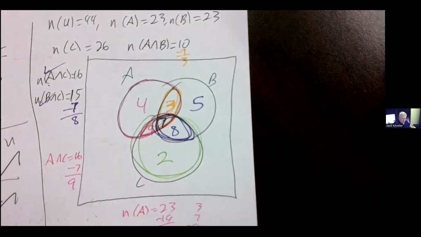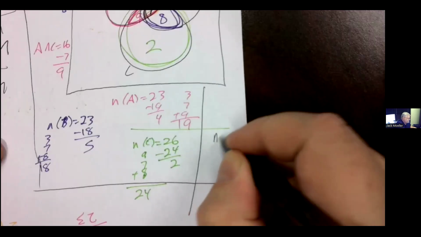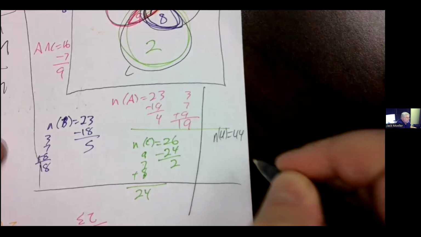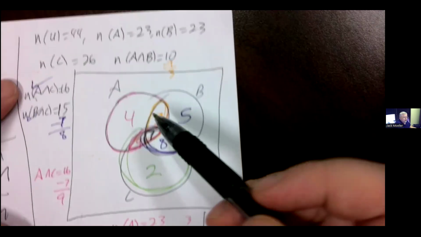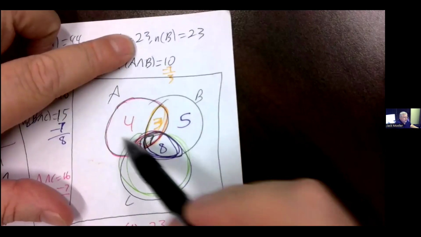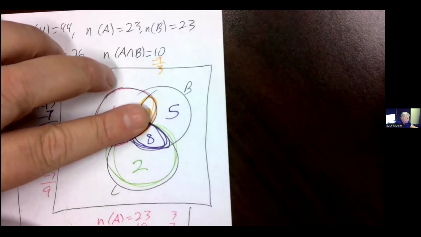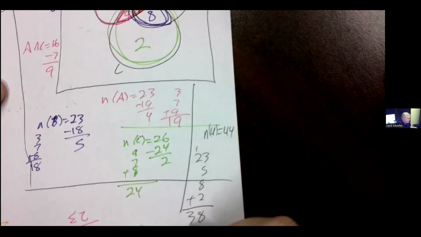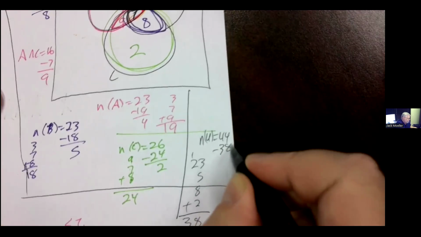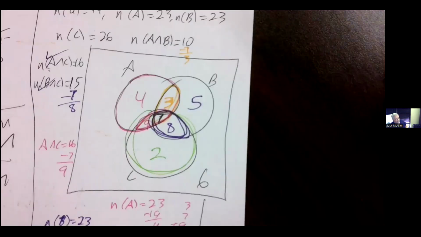All right, so we know in the universe, there are 44 elements. Well, how many have we accounted for? Oh, you got to count all these up. Now, I kind of cheat. What I do is I know in A, there's 23. That's where I got that number from. So there's 23, and then I need 5 and 8 and 2. Okay, so that's 10 and 18. So that's 38 that are already accounted for. I need 44. That means there are 6 that are unaccounted for. So 6 goes on the outside.